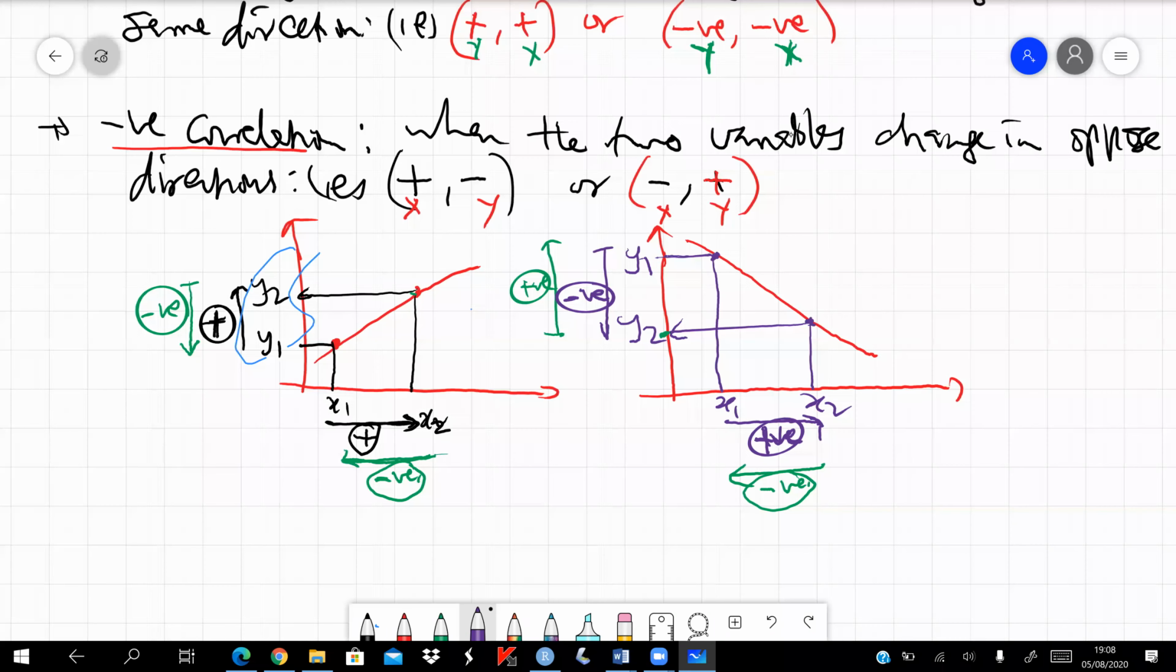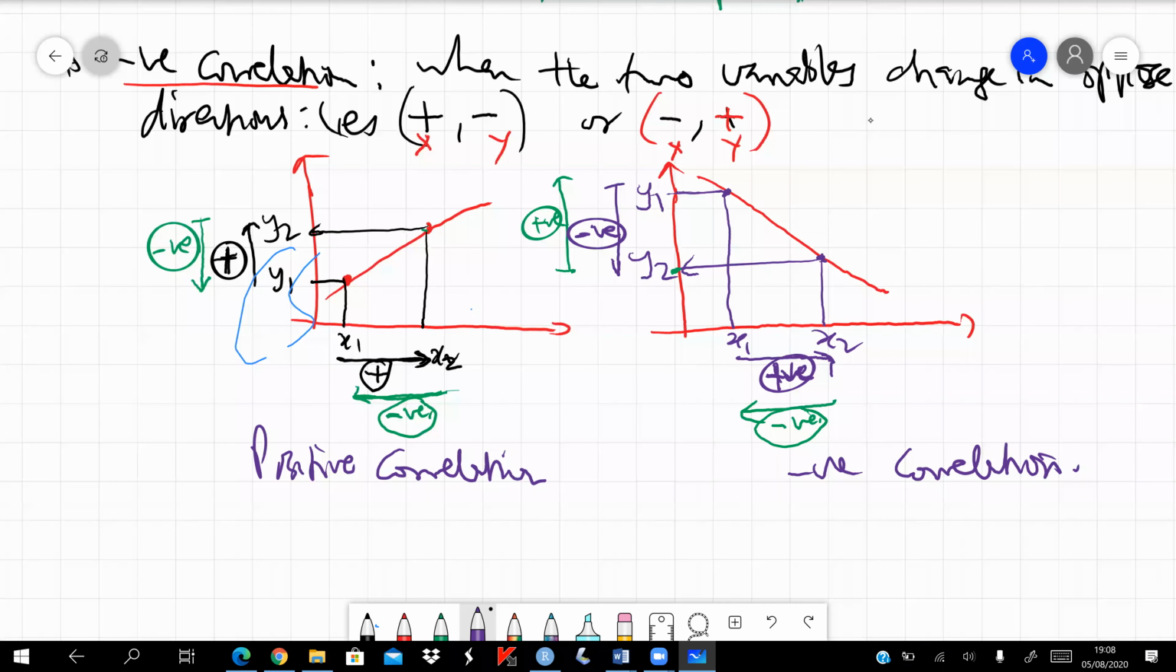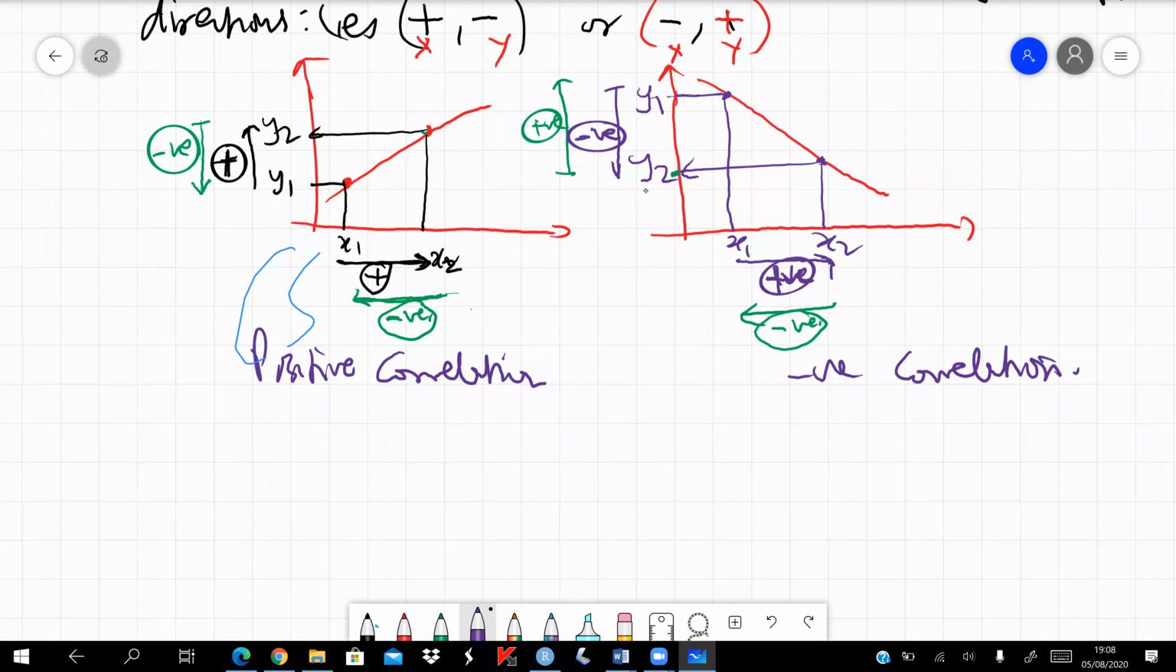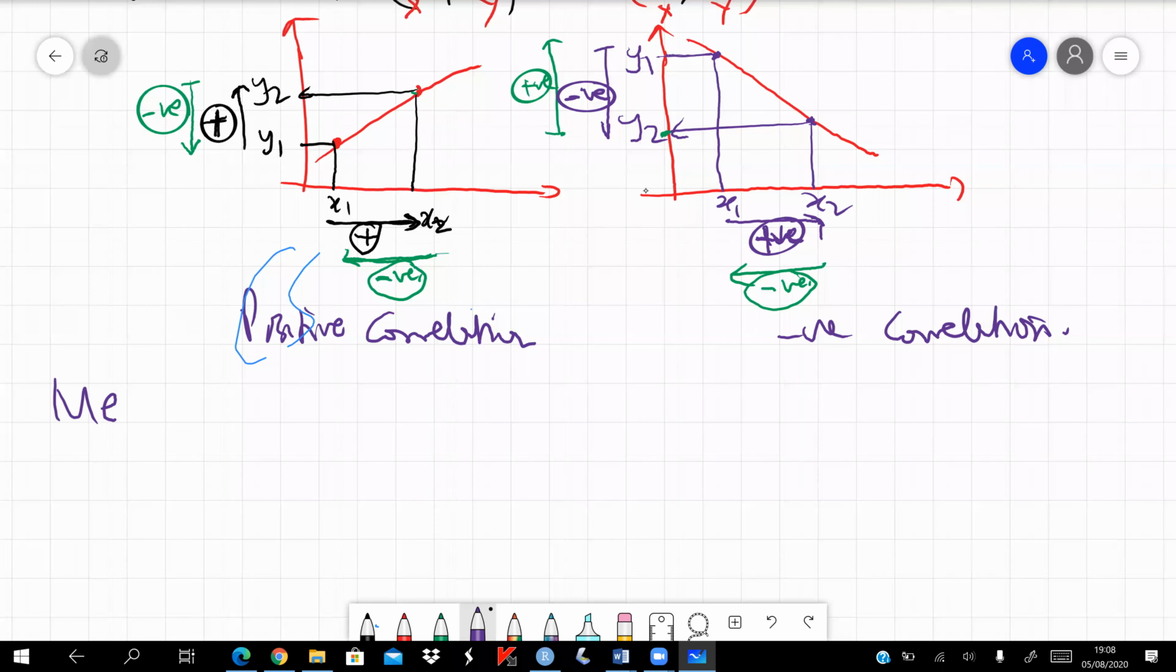So that's what this is: positive correlation. Maybe I should have labeled it. This is positive correlation, and this is negative correlation. Basically, that's what we call correlation, and that's how you measure it. So now let's look at the various methods of studying correlation.